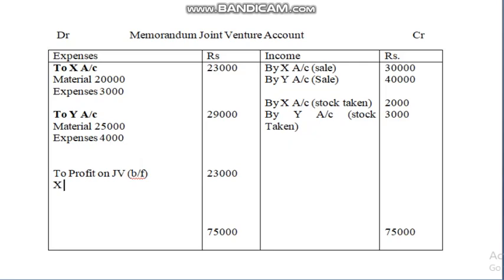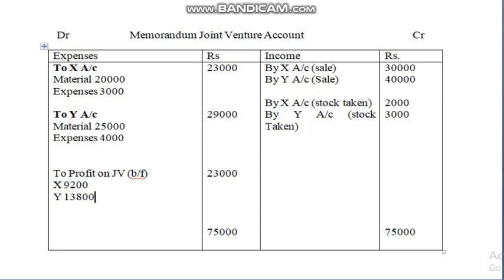So 23,000 multiplied by 2 divided by 5, 9,200 for Mr. X, and for Mr. Y, 13,800. So this is the profit distributed to X and Y. So here the Memorandum Joint Venture account is over.